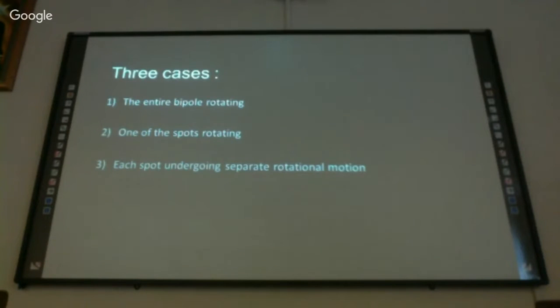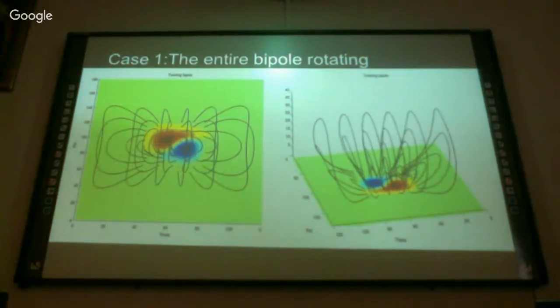So we studied three cases. One case is when you have a bipole, two poles, and the whole thing is rotating about the center of the bipole. The second case is when one of the spots is rotating. A third case where each spot is rotating. They are co-rotating, in the same direction, but undergoing separate rotation about their own centers. So we simulated that, and these are the first results that we got out of the simulations.